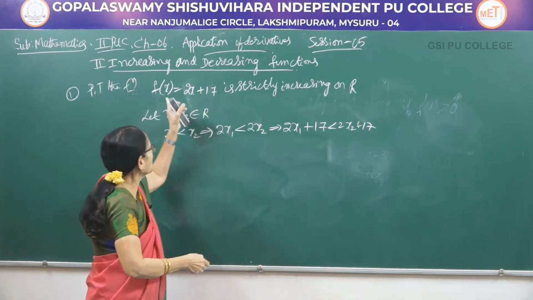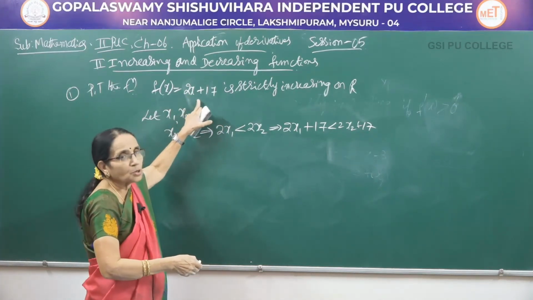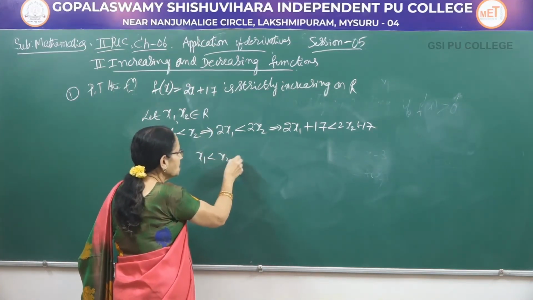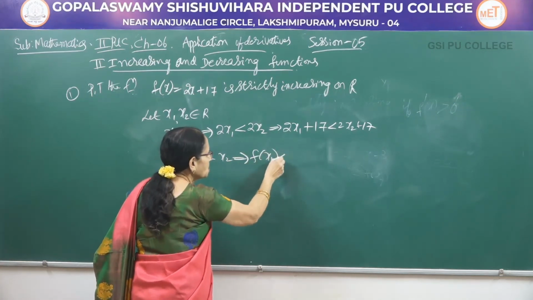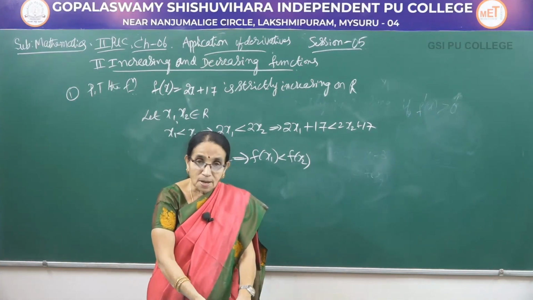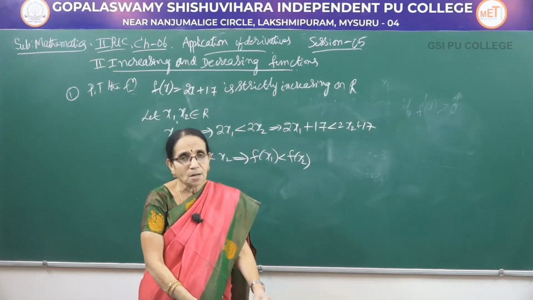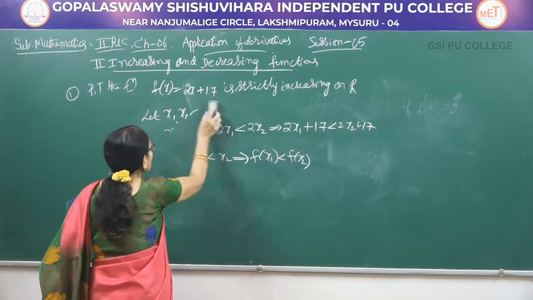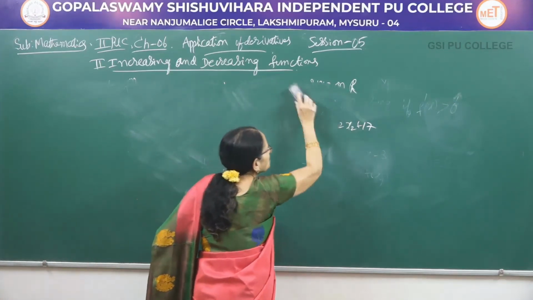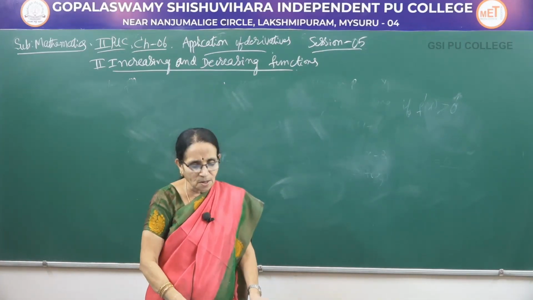So what is this one? When f of x is 2x plus 17, f of x1 is 2x1 plus 17, f of x2 is 2x2 plus 17. Just take the previous problem. So that implies x1 less than x2 has implied f of x1 is strictly less than f of x2. Therefore, it is a strictly increasing function on the set of real numbers, or the domain. Usually it is given for a 2-mark question because it's quite simple. We are just using the basic definition of the strictly increasing function.